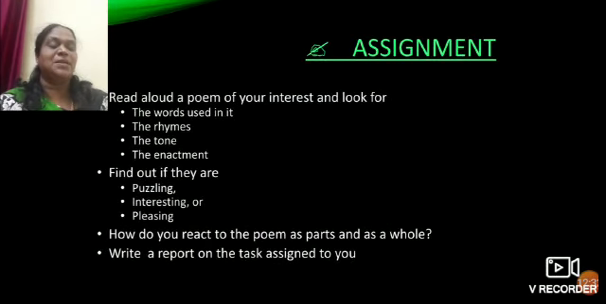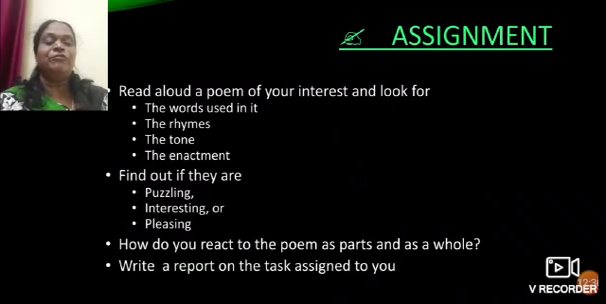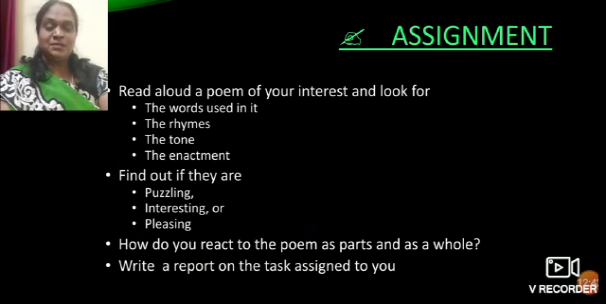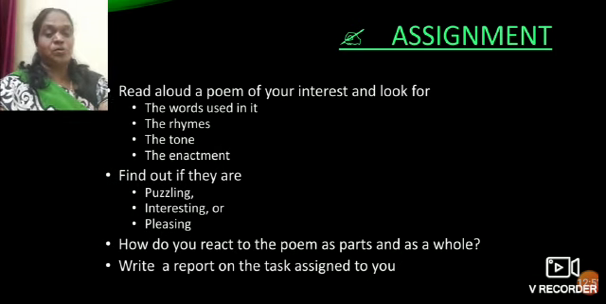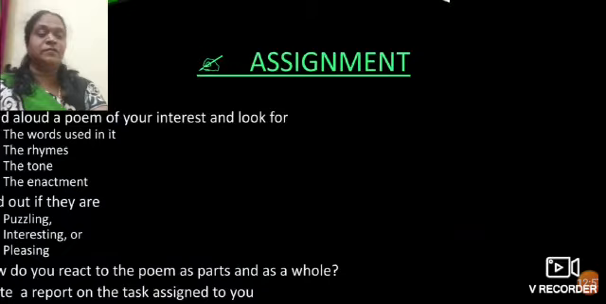And I have some assignments for you. Read aloud a poem of your interest and look for the words used in it, the rhymes, the tone, the enactment. Find out if they are puzzling, interesting or pleasing, and then look at how you react to the poem as parts and as a whole. Write a report on all of the tasks assigned to you above.